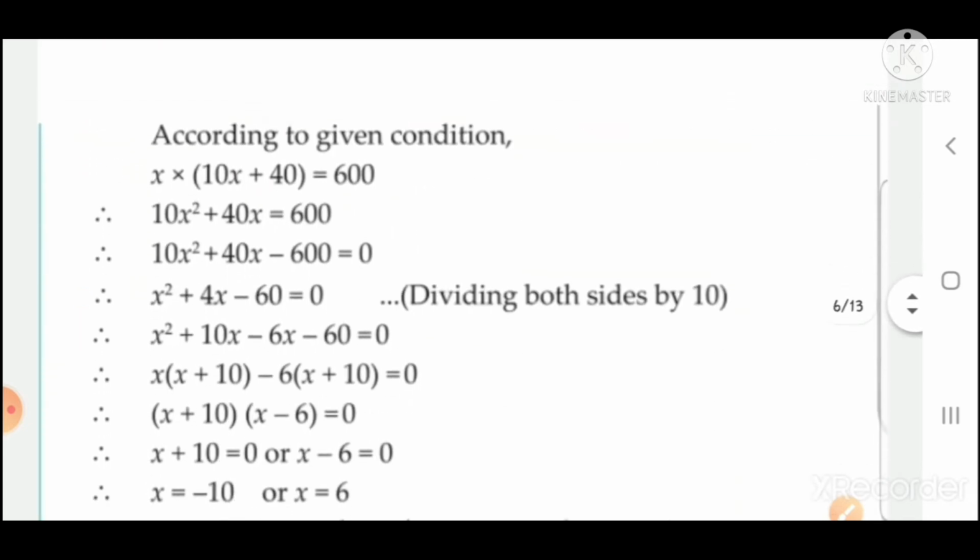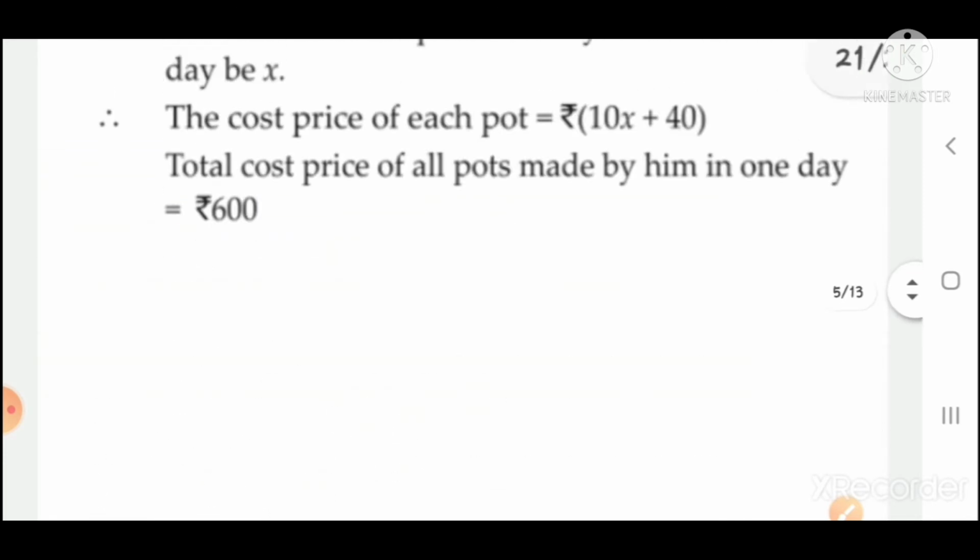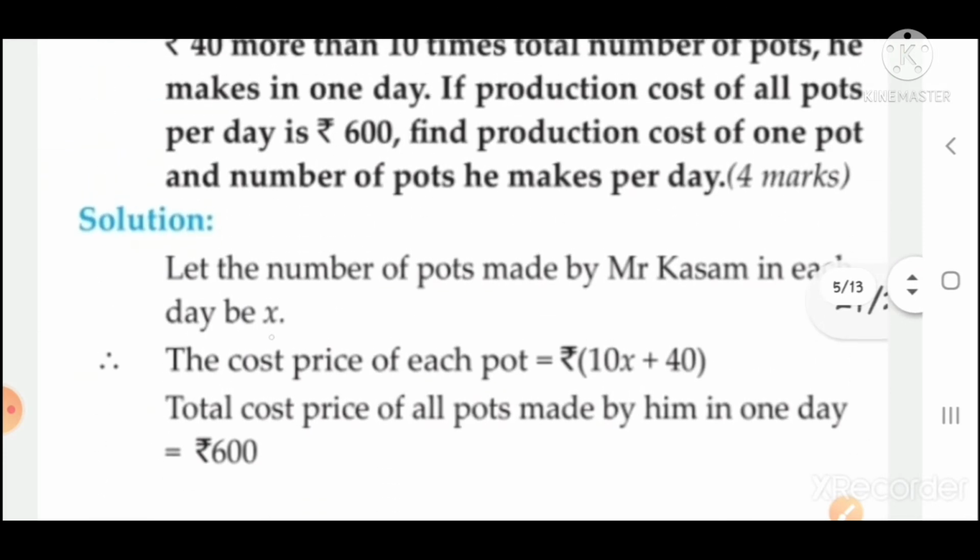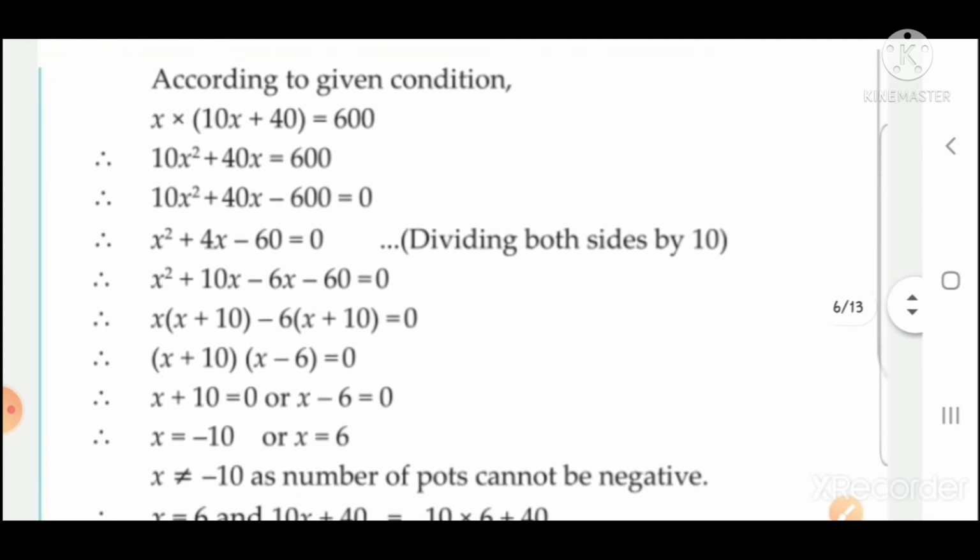So according to the given condition, x into (10x plus 40) equals 600, because x is the number of pots he makes per day, and 10x plus 40 is the cost price of making each pot. When I multiply both of these, I get 600 rupees, because that is the total amount he spent every day to make the pots. So once you have this condition, then you have to solve.